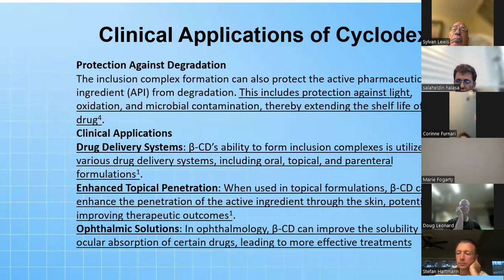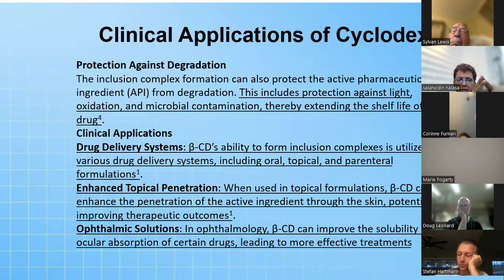So inclusion complex formation can also protect the active pharmaceutical ingredients from degradation. And this includes protection against light, oxidation, and microbial contamination, thereby extending the shelf life of the drugs. That's a good thing, right? Even inside the vial, those cyclodextrins will help to keep those drugs more stable, for longer, and protected if there's any bacteria in that vial.